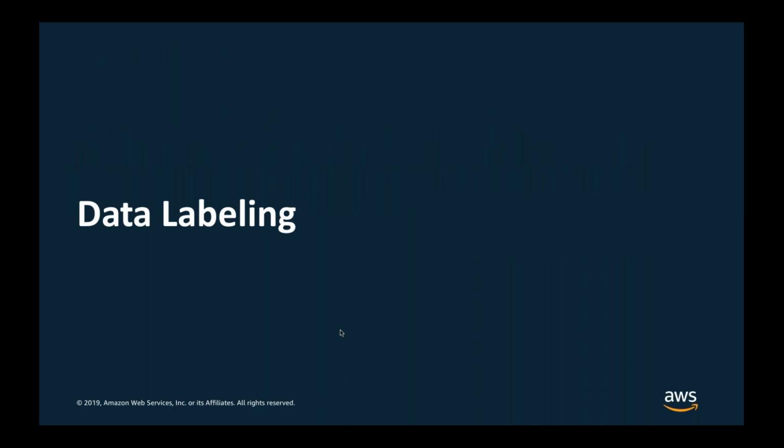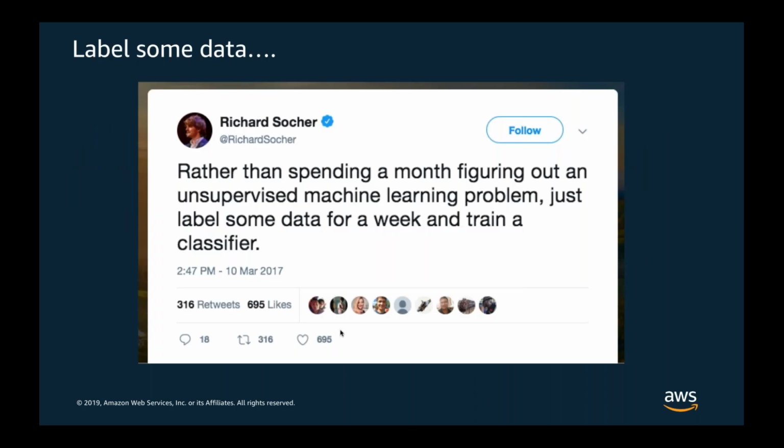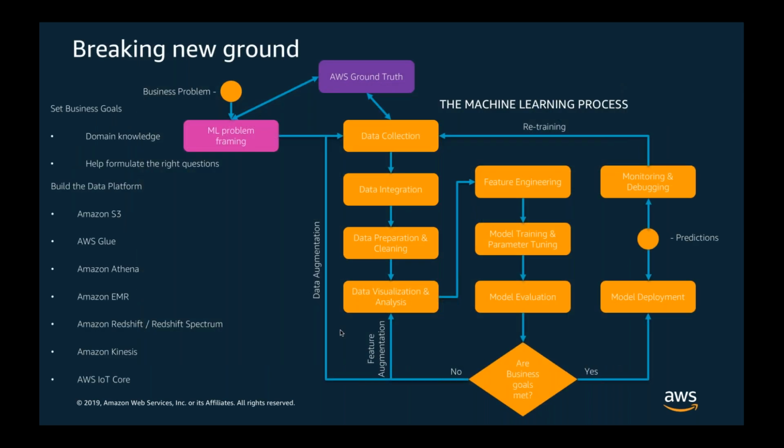What is data labeling? Typically, you would want to label a good amount of data to bootstrap your machine learning project. When you have a business problem to solve, the typical machine learning process starts with ML problem framing and then data collection and integration, followed by prep and clean. When you want to solve new business problems, break new ground in which supervised machine learning techniques might be useful, but you do not have a good amount of labeled data to be used, you start with labeling your data and then training a machine learning classifier.